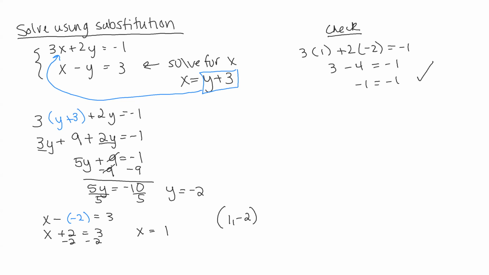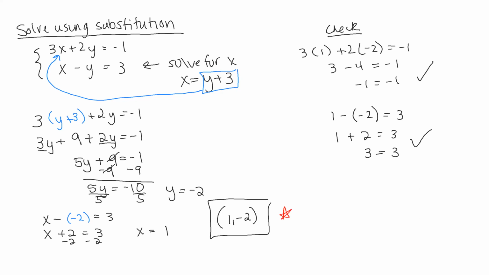So the first equation is good to go, but we have to check the second equation. So the second equation, I get x, which is 1, minus y, which is -2. Hopefully that equals 3. Remember, when we subtract a negative, it becomes addition. So I really get 1 plus 2 equals 3. And 1 plus 2 does, in fact, equal 3. So again, we can say with confidence that this right here, the ordered pair 1, -2, is in fact the solution to this system. Okay?